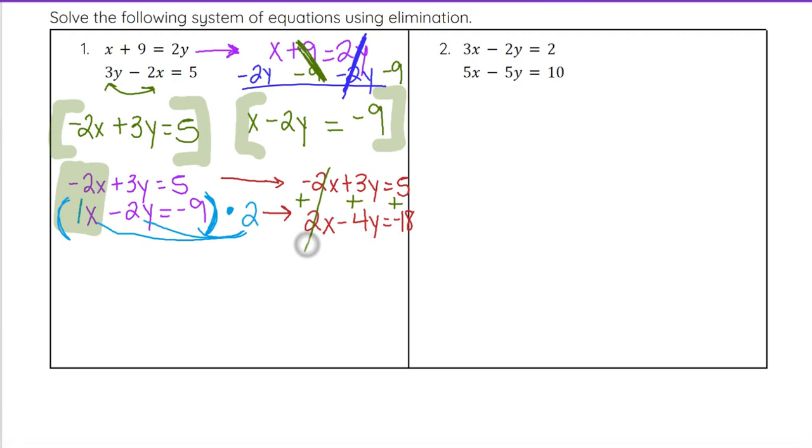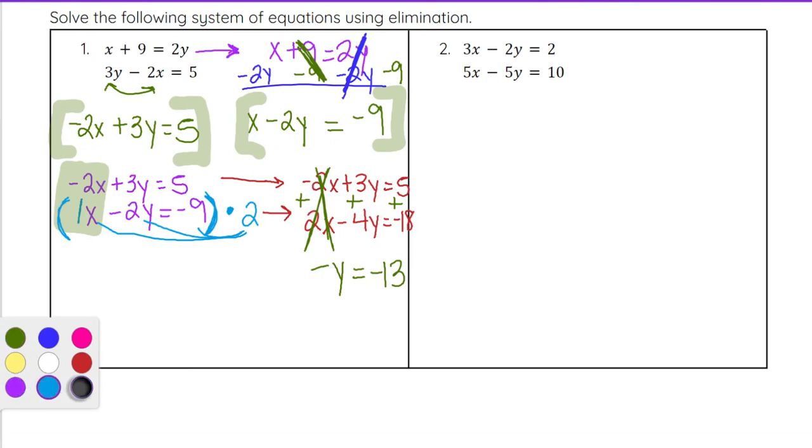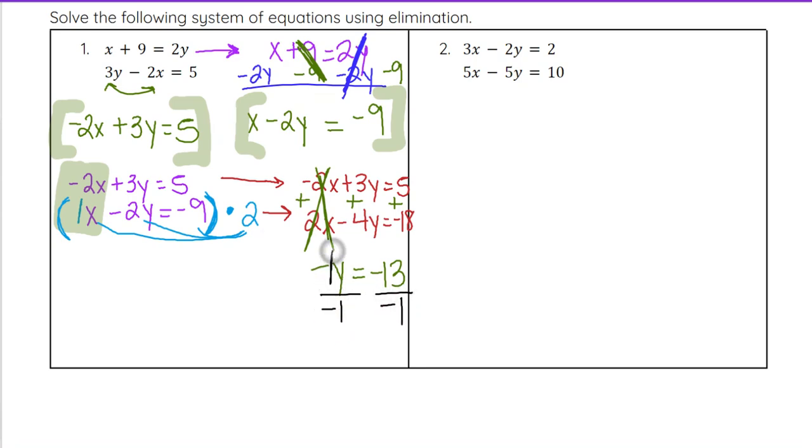So negative 2x plus x is 0. Those go away. Then we have 3y plus negative 4y, which is the same as 3y minus 4y, which will be negative y equals 5 plus negative 18 or 5 minus 18. When you do that, you get negative 13. Now, y is not quite isolated yet. I need to divide both sides by negative 1 so that that negative 1 in front of the y cancels out, and we just have y equals 13.